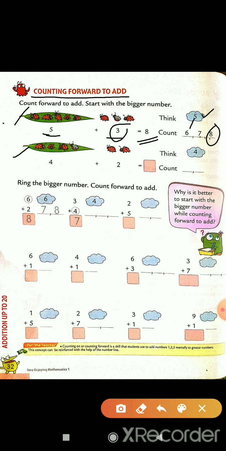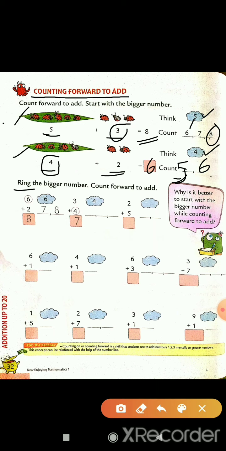Similarly, second one, 4 plus 2, which is the bigger number? 4, right? So 4 is written here and then we have to count forward how many numbers? 2 numbers, because 2 is added. So after 4 what it comes? 5 and then 6. So what is the answer here? 6. So 4 plus 2 will be 6.